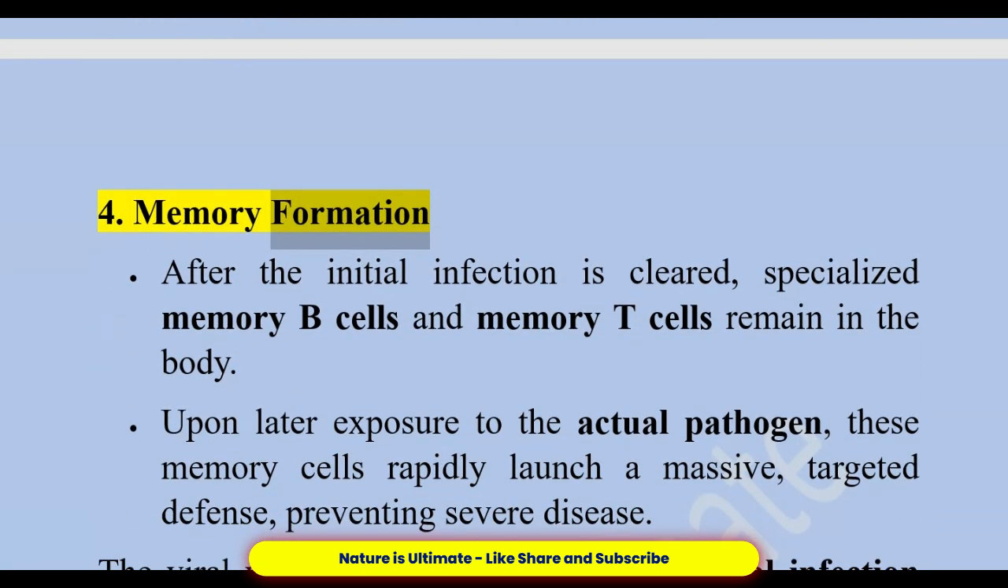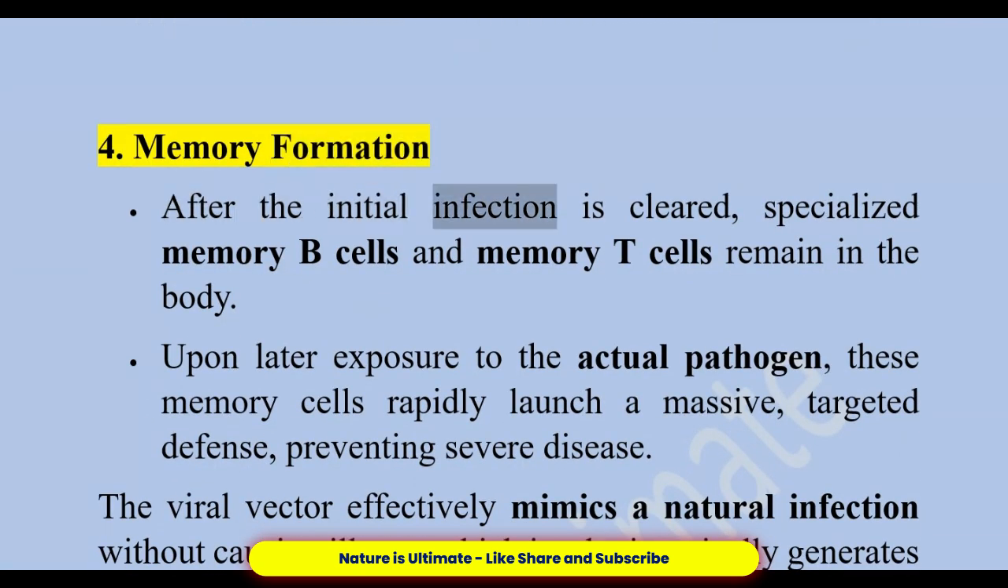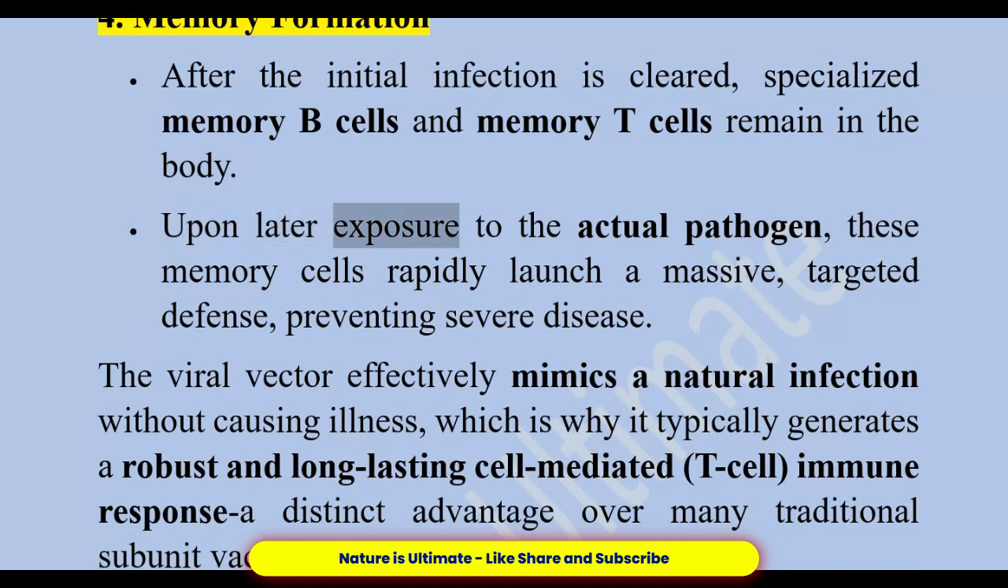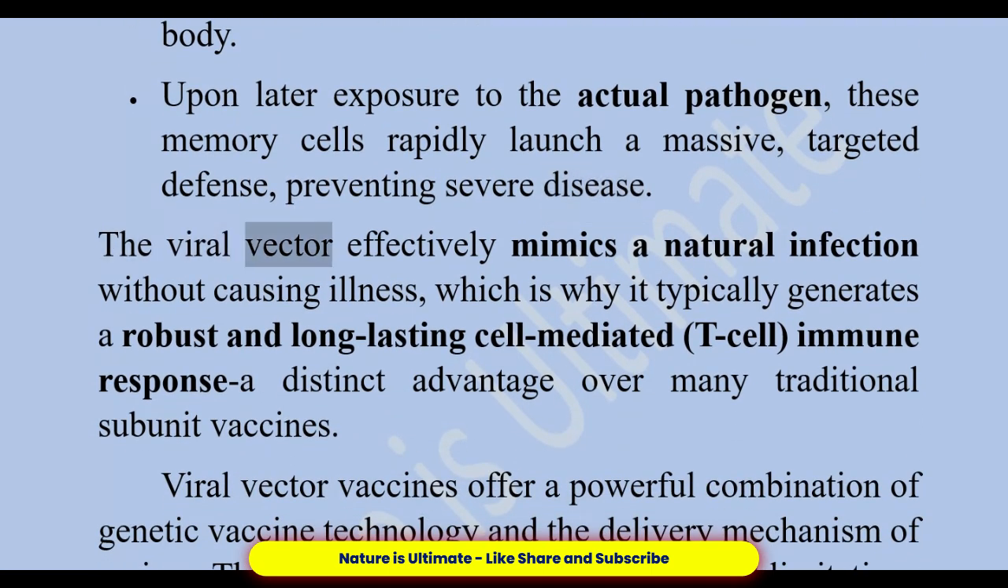4. Memory formation. After the initial infection is cleared, specialized memory B cells and memory T cells remain in the body. Upon later exposure to the actual pathogen, these memory cells rapidly launch a massive, targeted defense, preventing severe disease. The viral vector effectively mimics a natural infection without causing illness, which is why it typically generates a robust and long-lasting cell-mediated, T-cell, immune response, a distinct advantage over many traditional subunit vaccines.